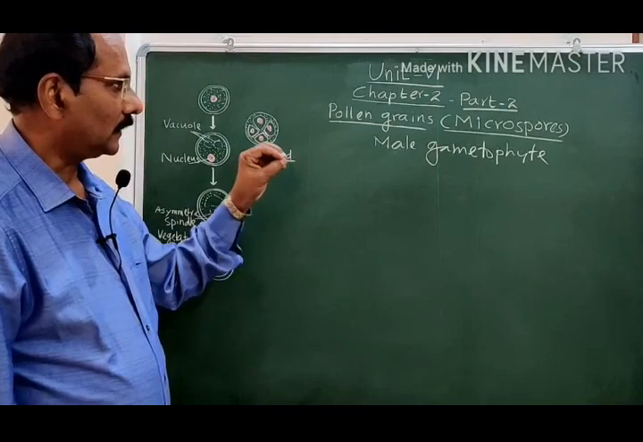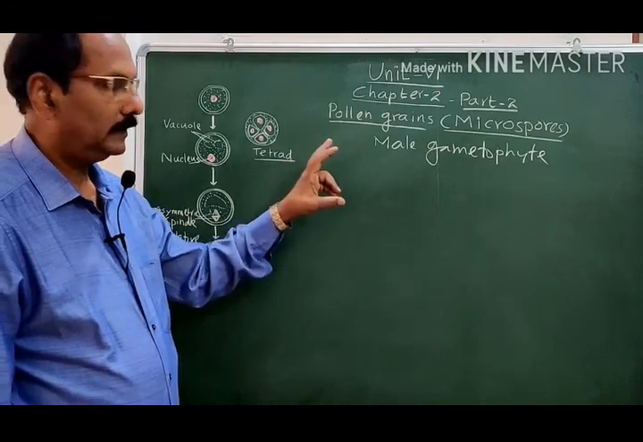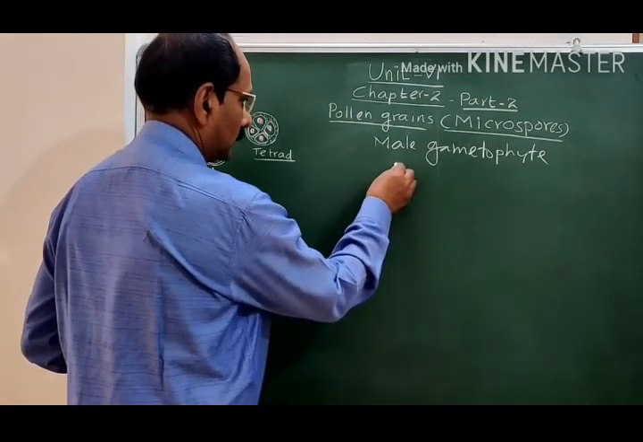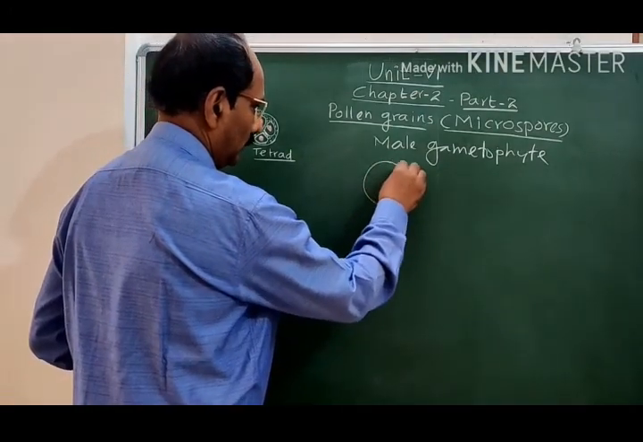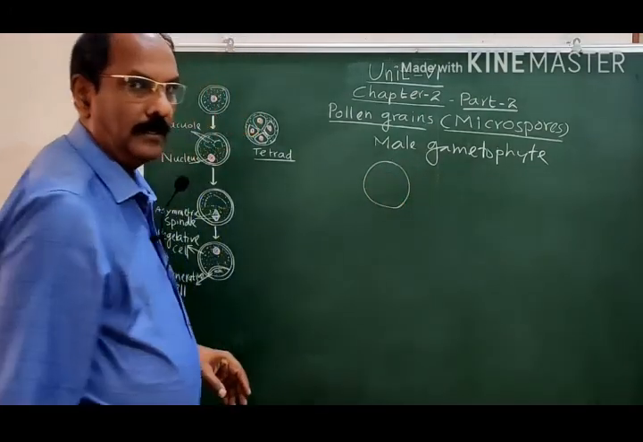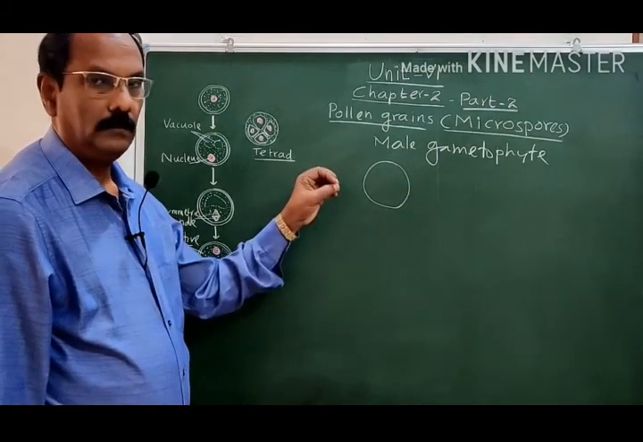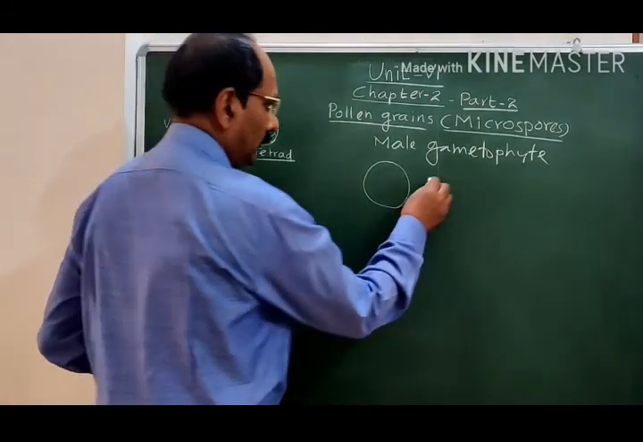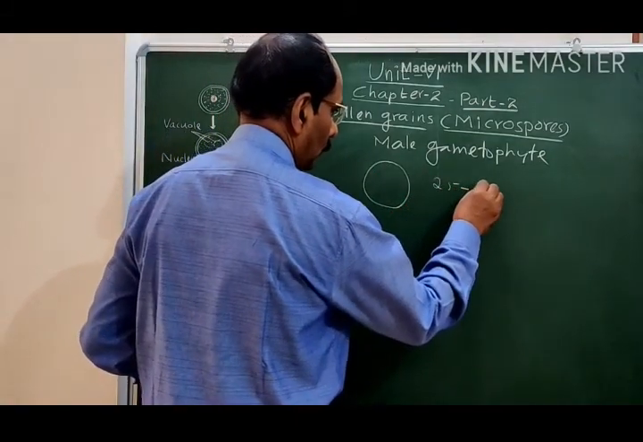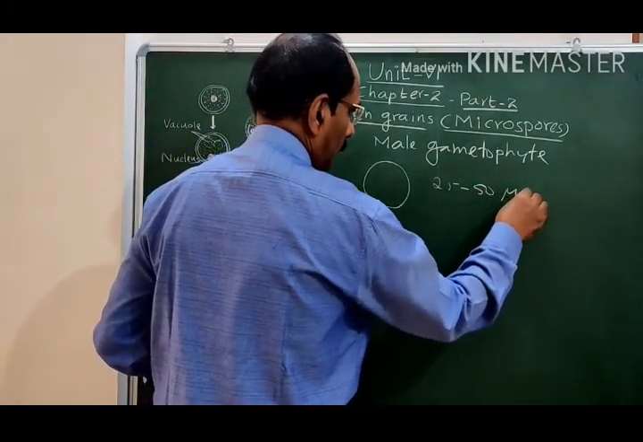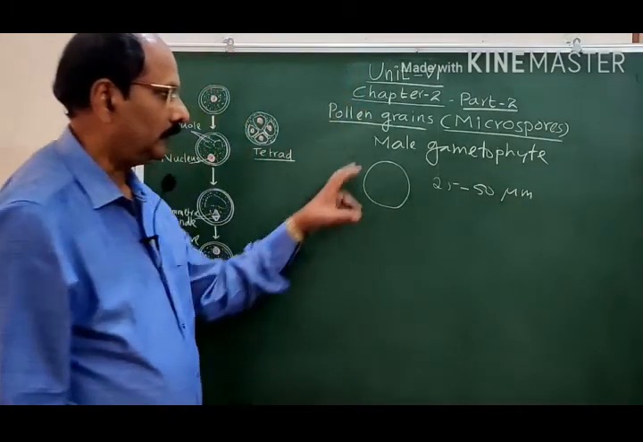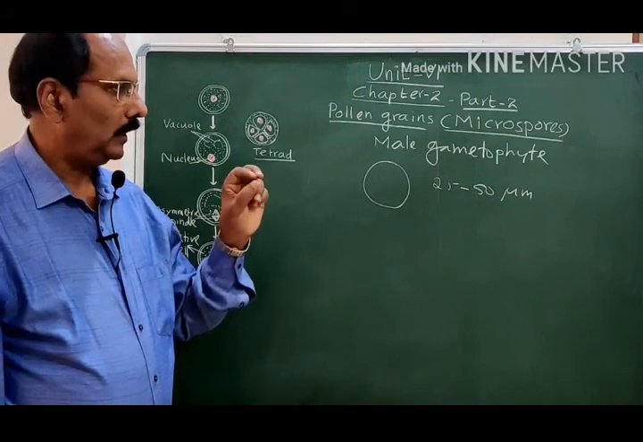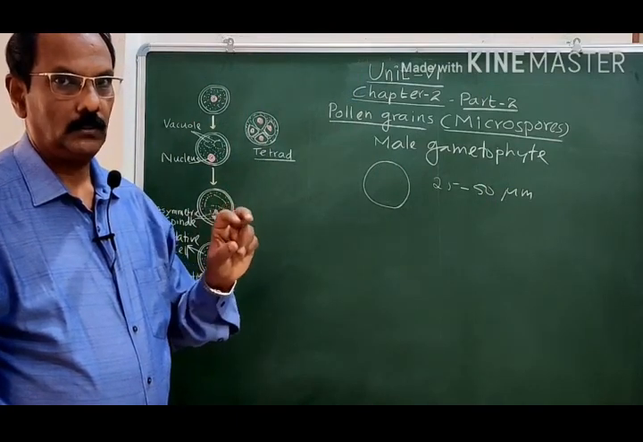So what is the structure of the pollen grains? We are going to study the structure of the pollen grains. A pollen grain is spherical, or nearly spherical, in structure. In most flowering plants it is spherical. It is about 25 to 50 micrometers in diameter, and each pollen grain has 2 layers. It has 2 covers, 2 layers.